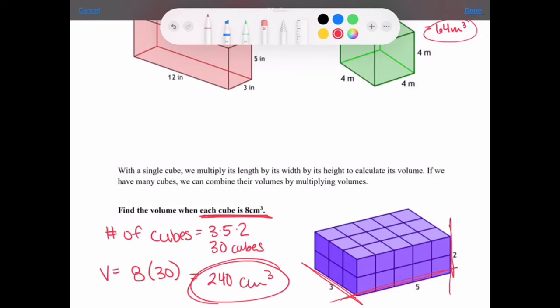Okay, so you're just finding the volume using in cubes and then using those to find the volume in units along with the volume of each cube. Okay, so remember, we can multiply the length by its width and its height to calculate its volume, and then combine the volumes by multiplying. All right, let's move on.